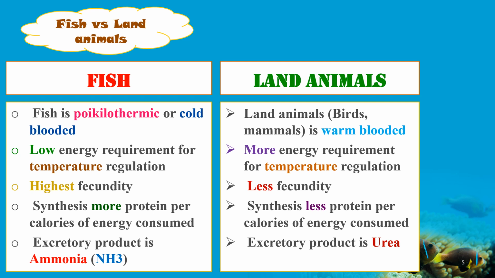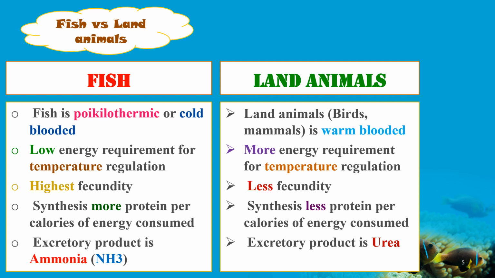As protein is the energy source preferred over carbohydrate, we can easily understand this fact through this differentiation. As fish is a cold-blooded animal, it requires less energy for temperature regulation. It synthesizes more protein and also has the highest fecundity. Here the excretory product is ammonia, so there is no energy needed for conversion of ammonia into urea and uric acid.